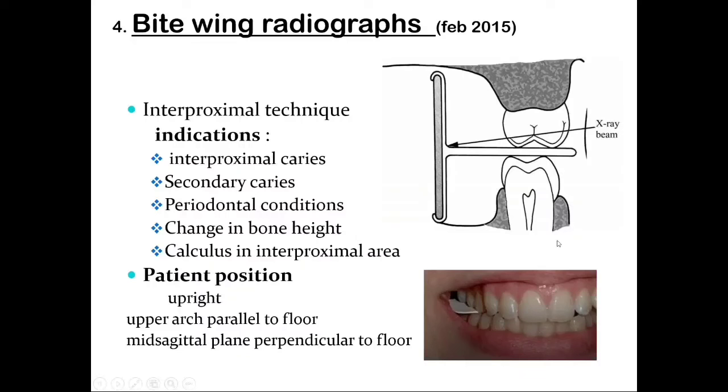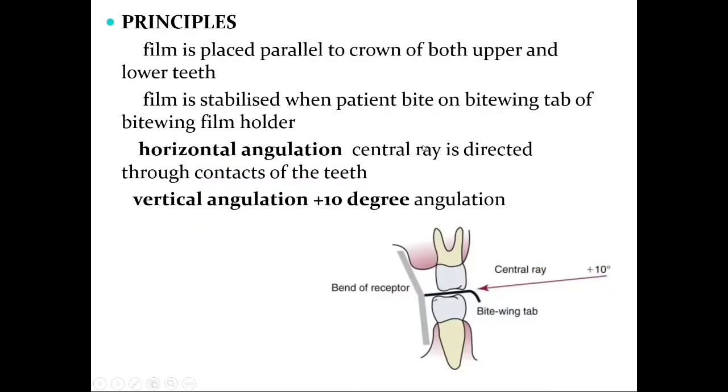And you can see here the bite-wing is placed with the bite tab, where the patient is asked to bite on the bite tab, and the X-ray beam is directed in such a way that the vertical angulation for the molars exposure is plus 10 degrees, and for the premolars it is plus 5 degrees of angulation, and the horizontal angulation is such that it is directed through the contacts of the teeth.